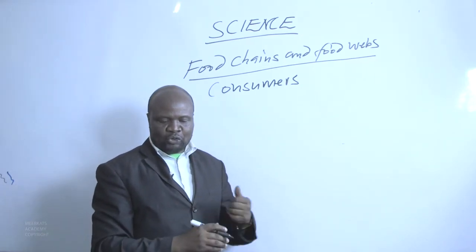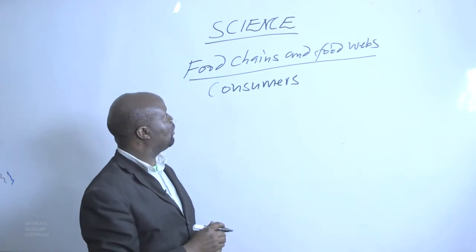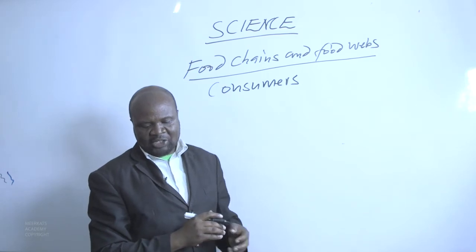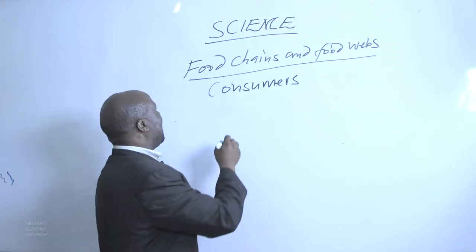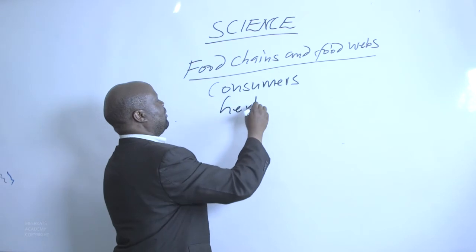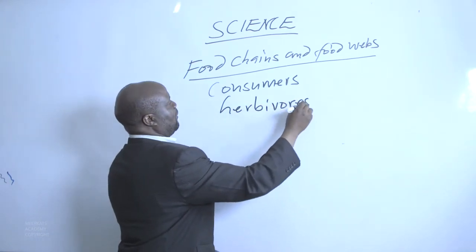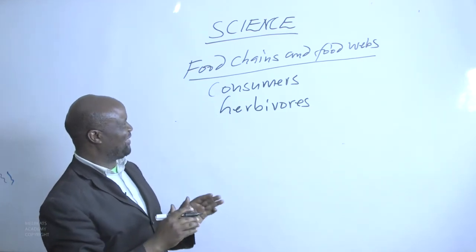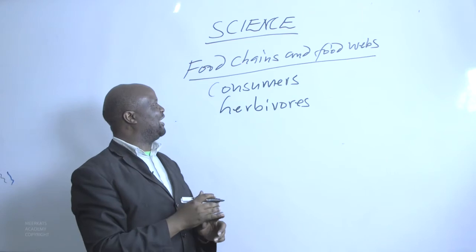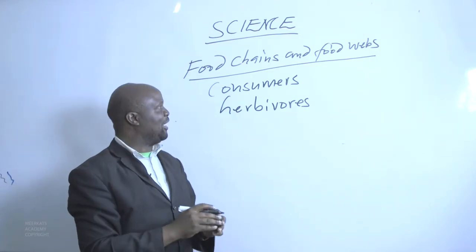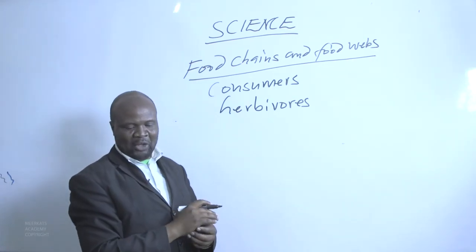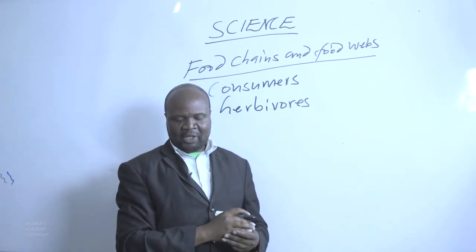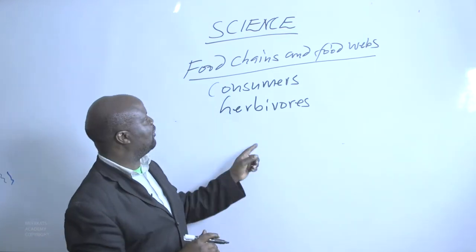We are saying consumers such as grasshoppers, birds, sheep that eat only plants are known as herbivores. When we talk of herbivores, we are talking about animals that only eat plants. They don't eat meat. We have given examples such as grasshoppers, birds, sheep. They eat only plants.